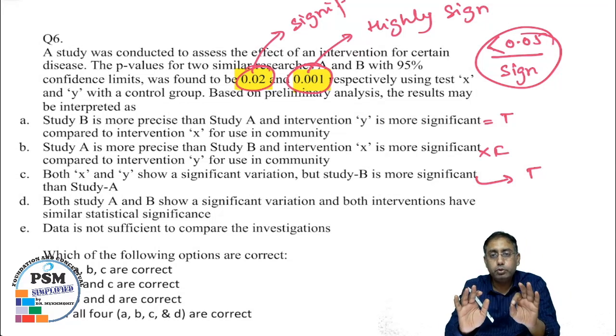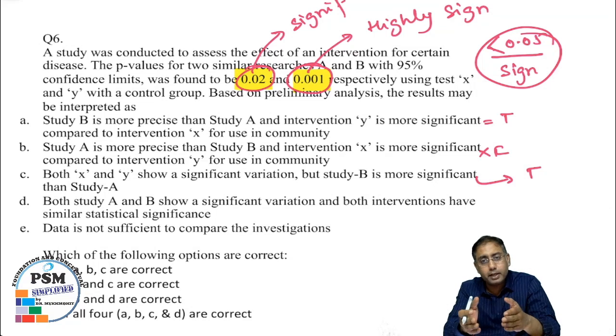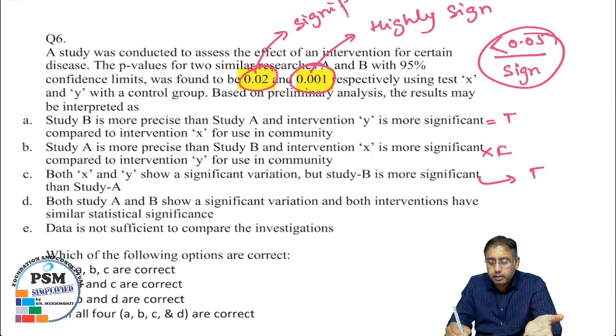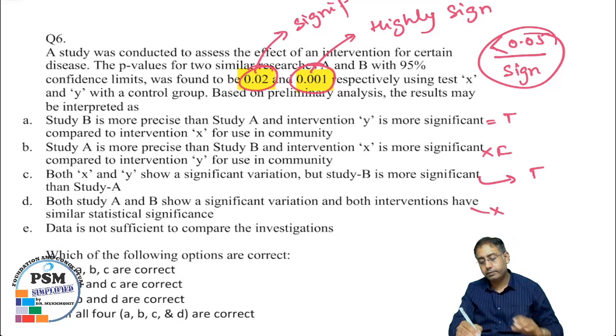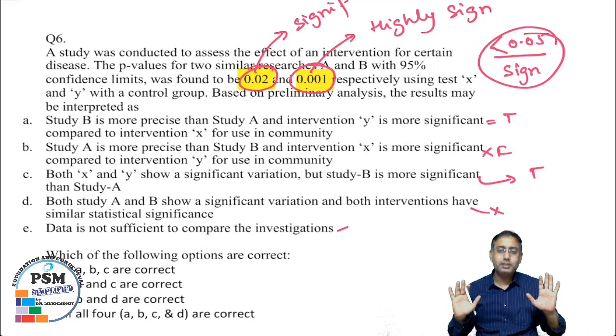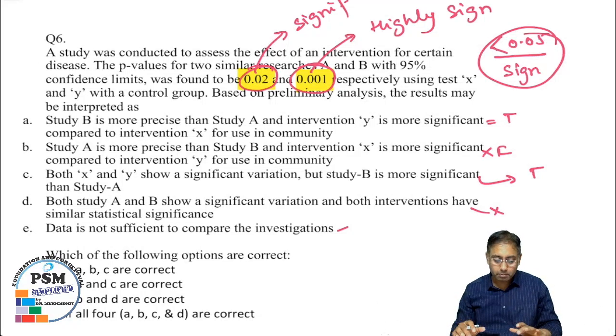No, both do not have the same statistical significance. Why? Because A has 0.02 and B has 0.001. So why do you want to say that both are the same? They are not the same. This is wrong, false. Data is not sufficient? I would say data is actually not sufficient, but for this MCQ, I would not like to mark option E because data is there.